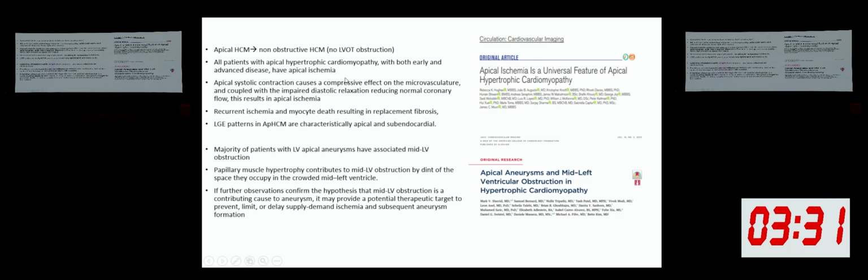So initially, relative apical HCM was thought to be benign, but now we have data that shows that it is associated with increased LA size, aneurysm formation, and myocardial scarring, and therefore it may represent early disease that with time may progress to overt apical HCM. So apical HCM traditionally has been considered non-obstructive because there is no LVOT obstruction and no SAM. And all patients, both early and late, have apical ischemia.